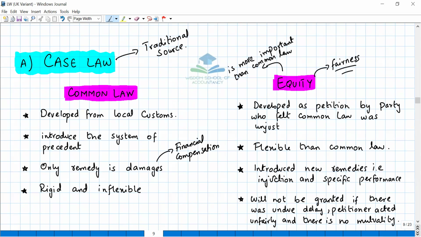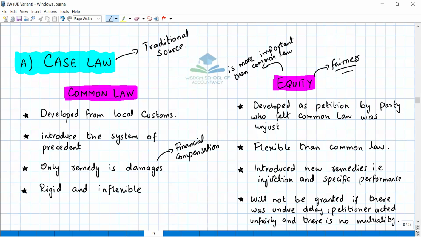Now, how was common law derived? How did the judges create the law? Judges would travel around the country and hear different types of cases. After hearing those cases, the judges would make decisions, and on the basis of those decisions, the judge makes the law. So that was how the common law was derived.